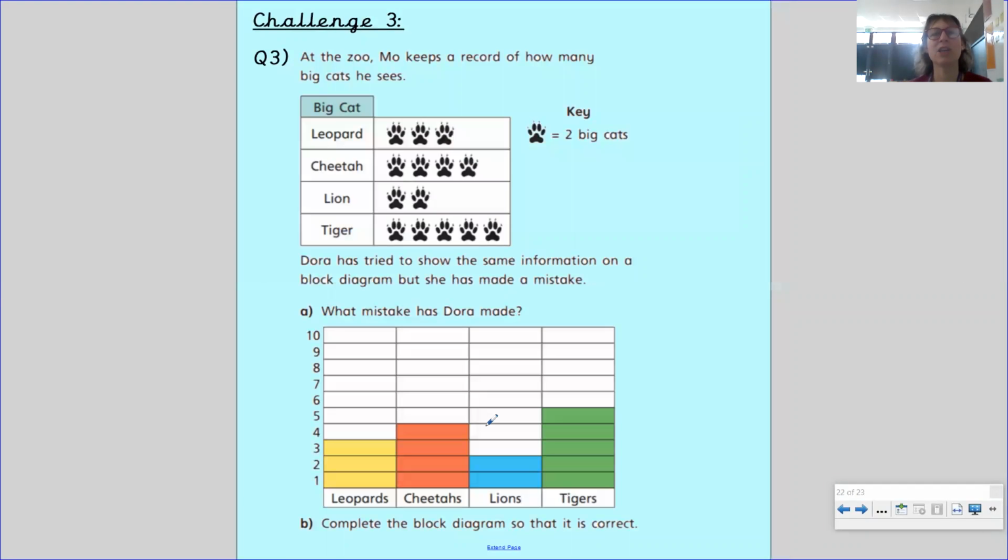Okay. Challenge 3. So here is a pictogram of the big cats that Mo sees at the zoo. So check the key so you know, and maybe write your totals to help you. So Dora has tried to show the same information on a block diagram. So what I'd like you to do is check whether or not that block diagram matches that pictogram. And remember that when you use a block diagram, you are only counting in ones. So I think that might give you a clue as to what has gone wrong. And maybe you could complete the block diagram, or you could just tell me how many squares. If you don't want to draw a diagram, then you could just tell me how many squares she's got to colour in.